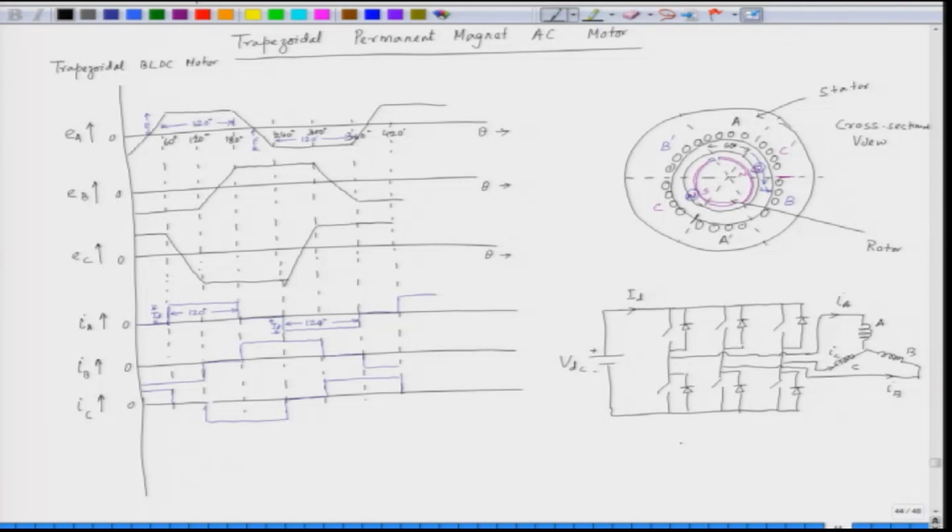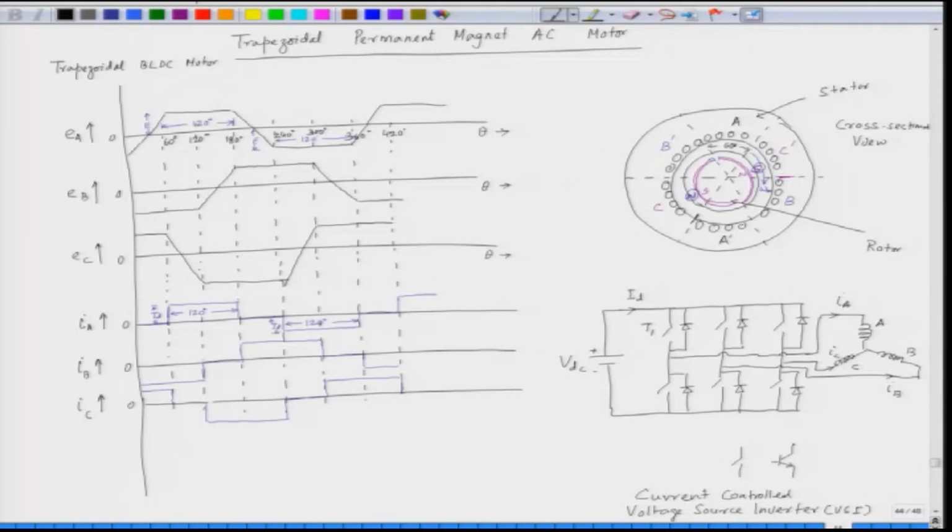And the switch is basically a transistor here. It is equivalent to a transistor. It is a transistor switch. It is a current controlled VSI. So, what we are doing here is a current controlled voltage source inverter, or VSI.